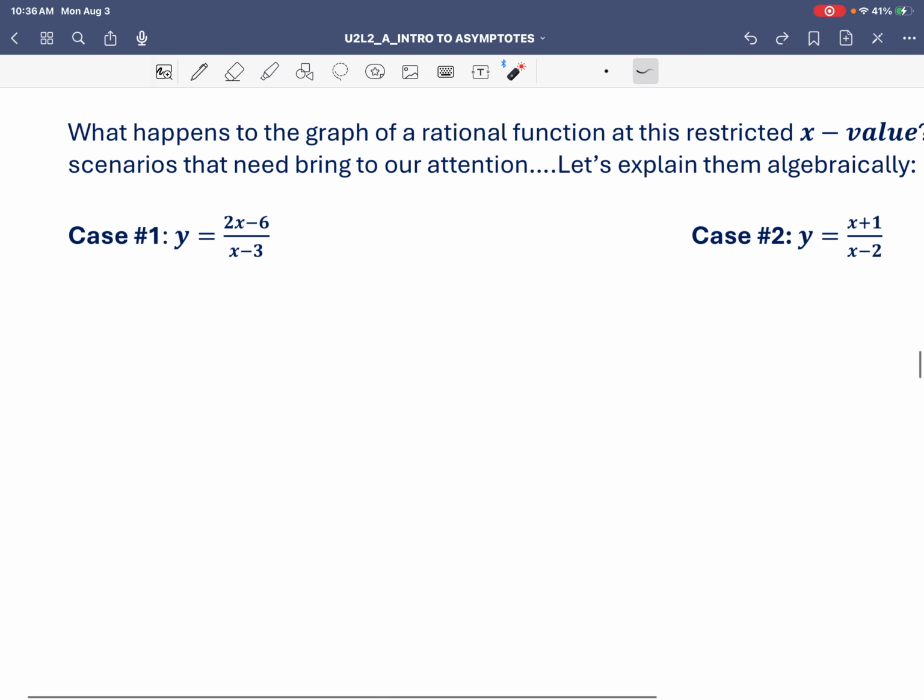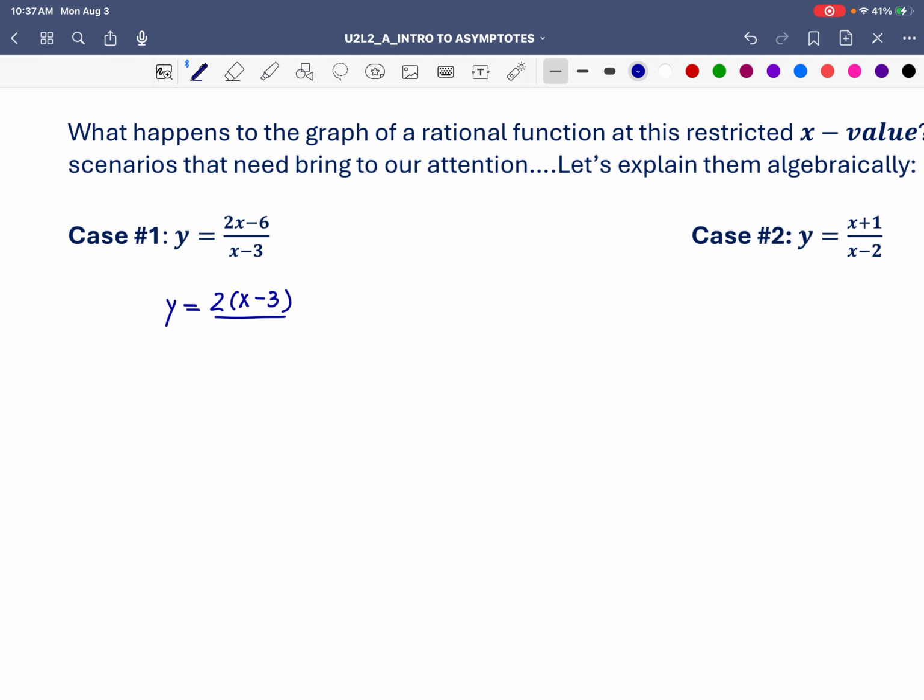So first of all, what we want to do is factor numerator and denominator. Especially the denominator must always be in factored form. So in our case, the factored form will be 2 times (x minus 3) over (x minus 3). Now, if you remember in grade 11, we said you have to state restrictions before simplifying any terms or any common factors.